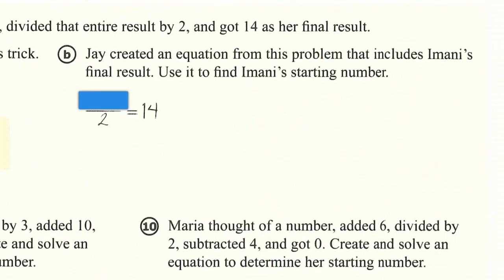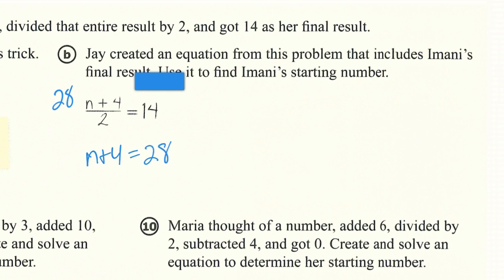So I'm going to break this into chunks. The first thing I'm going to do is think about what number, I'm covering up the top, divided by 2 gets us 14. I know that top part needs to be 28 because 28 divided by 2 is 14. Now I can see that n plus 4, that top part, needs to equal 28. So what number plus 4 gets us 28? That's going to be 24.